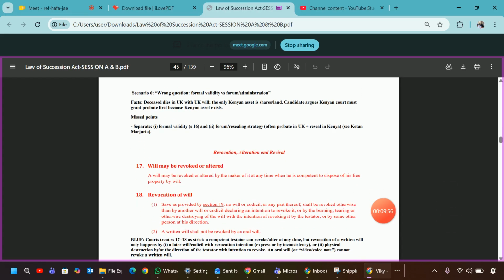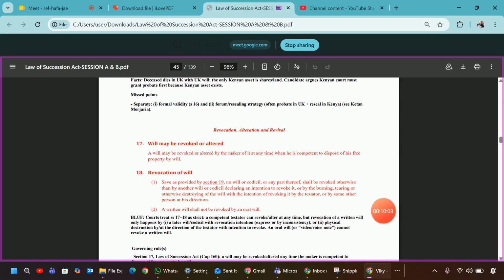So, moving on swiftly, we have revocation, alteration, and revival of wills. Read section 17 of the Act. A will may be revoked or altered by the maker of it at any time when he is competent to dispose of his free property by will. Then section 18, revocation of will. Save as provided by section 19, no will or codicil or any part thereof shall be revoked unless done by another will or codicil declaring an intention to revoke it, or by burning, tearing, or otherwise destroying the will with the intention of revoking it by the testator or by some other person at his direction. 2. A written will shall not be revoked by an oral will.